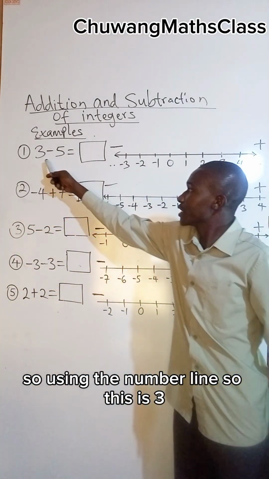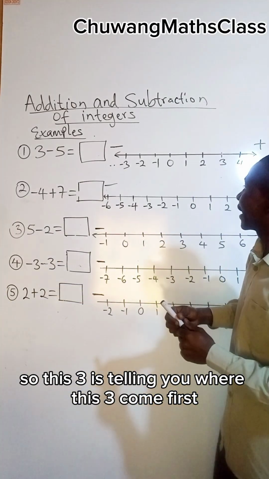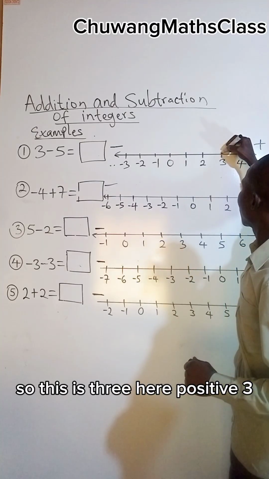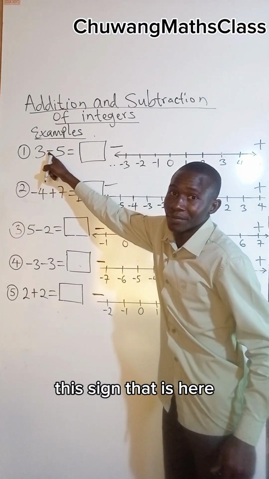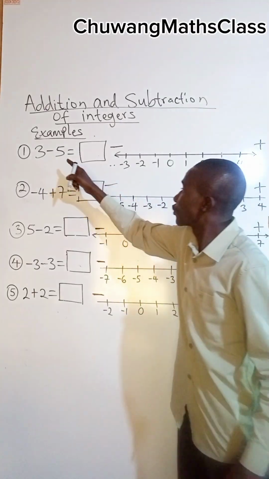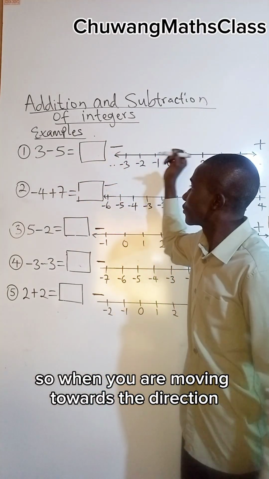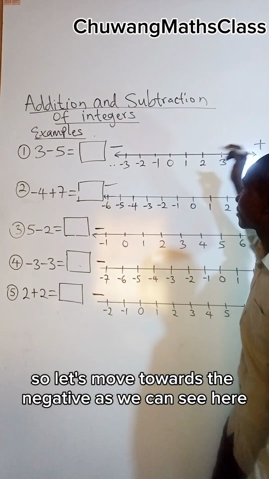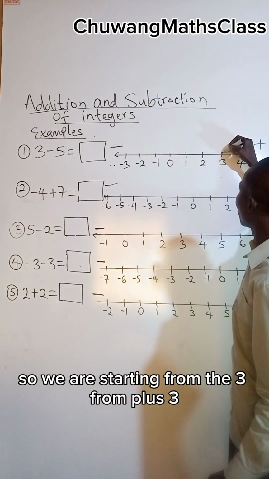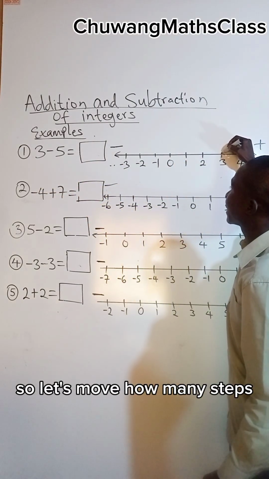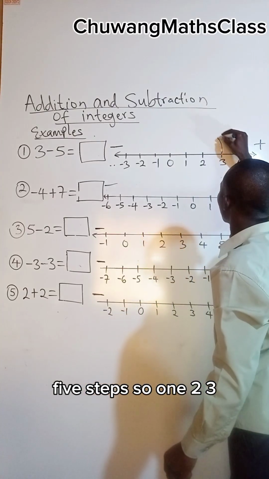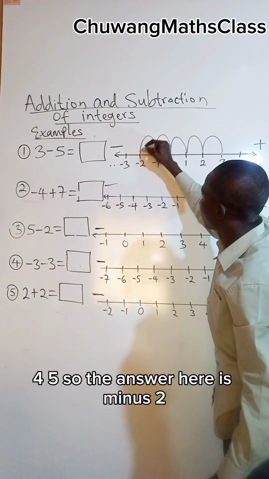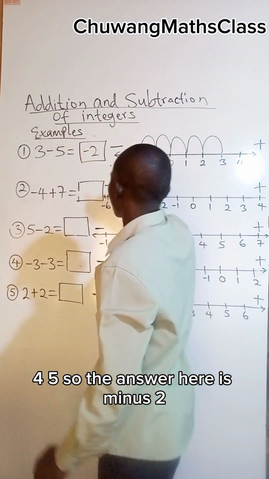So, using the number line, this is 3. This 3 comes first, so it's telling me where to start. So this is 3 here, positive 3. The sign that is here is telling me the direction I'm going to move. When you are moving in this direction, you are moving negative, and when you are moving in the other direction, you are moving towards the positive. So let's move towards the negative, as we can see here. We are starting from plus 3. Let's move how many steps? 5 steps. So 1, 2, 3, 4, 5. So the answer here is -2.